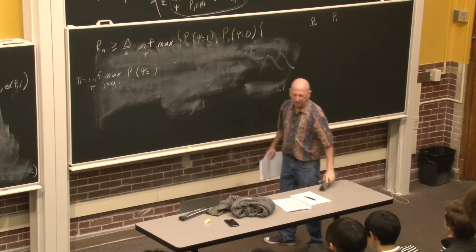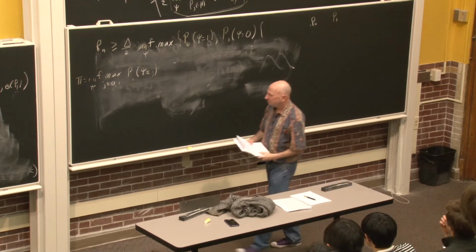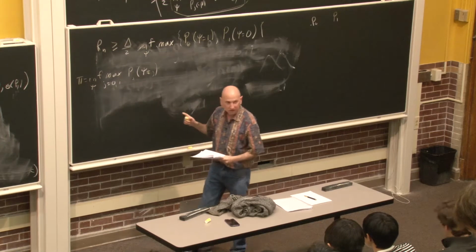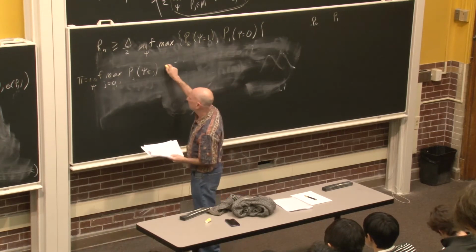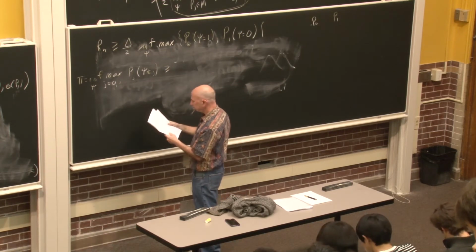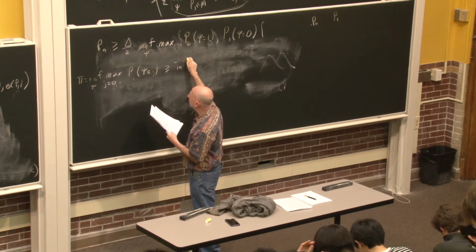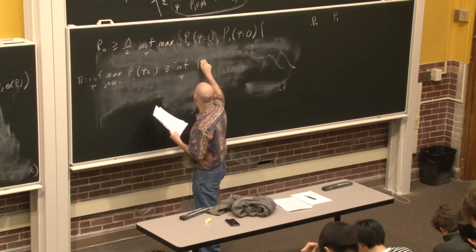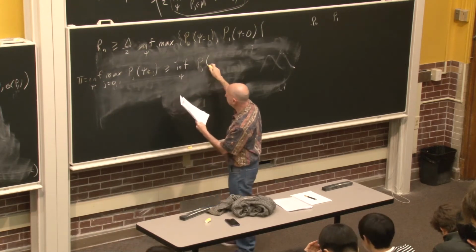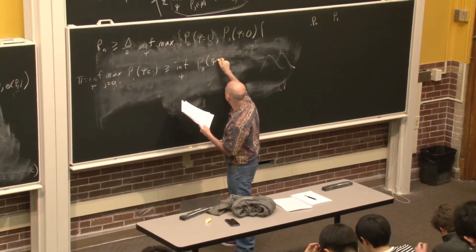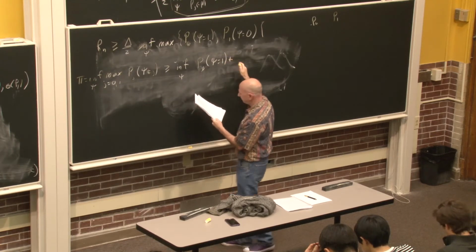Here we go. Trick number 1. A maximum is always bigger than an average. So we're going to say that's bigger than or equal to the average error probability. The probability under P0 that psi is equal to 1.